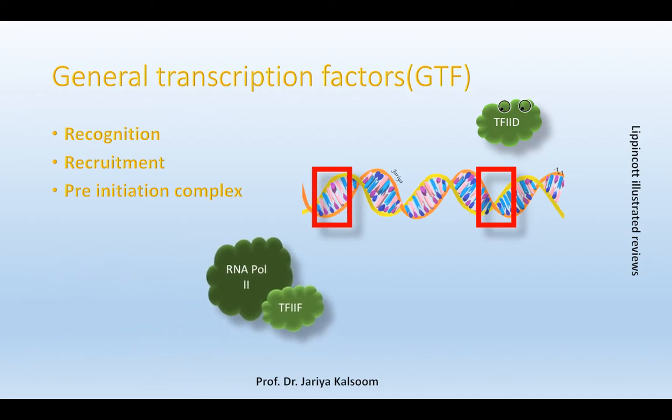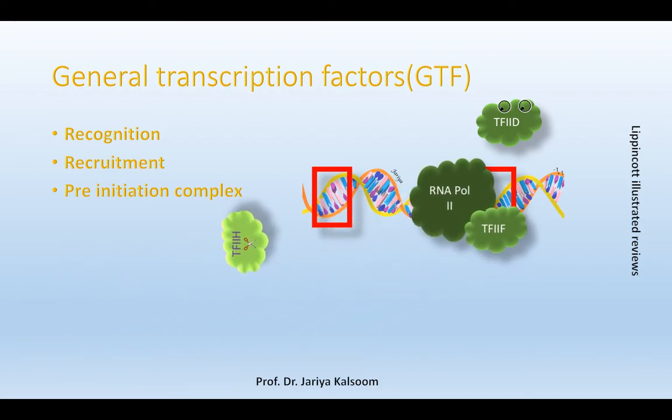General transcription factors are required for the recognition of the promoter, recruitment of the RNA polymerase II to the promoter, formation of the pre-initiation complex, and initiation of the transcription at a basal level. Since GTFs are synthesized in the cytosol and move to their site of action, these are called trans-acting.